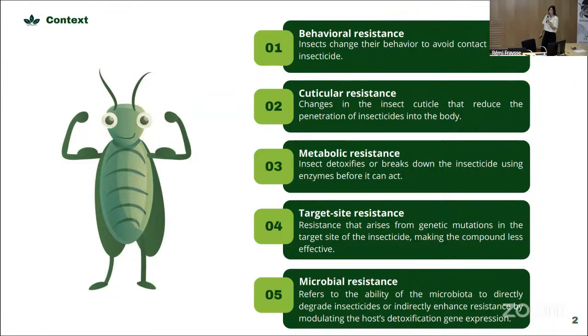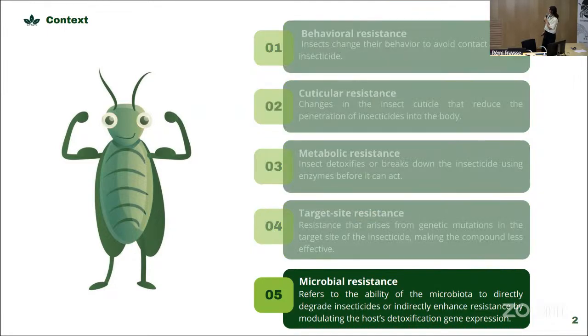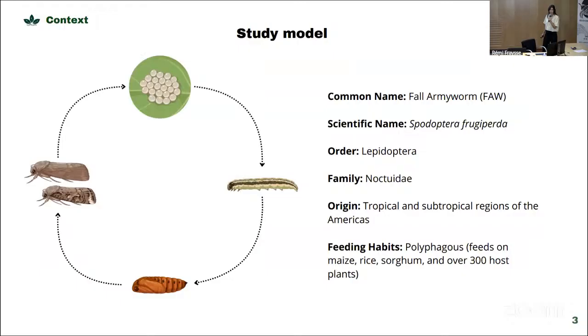But today I want to talk more about the microbial resistance, which refers to the ability of the microbiota to directly degrade the insecticide or indirectly enhance resistance by modulating the host detoxification gene expression. And to study this mechanism, my study model is the fall armyworm, also known as Spodoptera frugiperda, and in French, la chenille légionnaire d'automne.